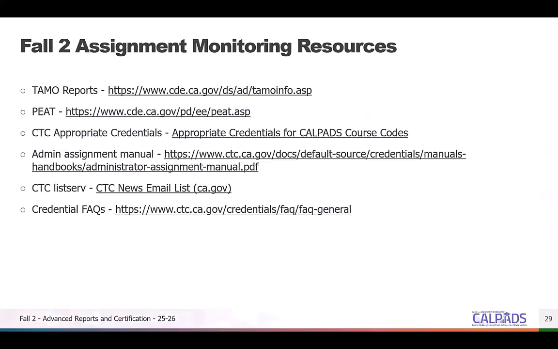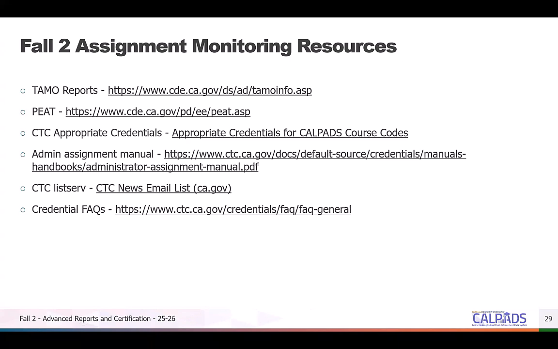Hopefully that helps. So those were some scenarios, and this slide provides some resources for your Fall-2 assignment monitoring. There are some reports, the PAMO reports, link in there on the top, and there are links related to CTE appropriate credentials, as well as the admin assignment manual. There is a listserv also that you can subscribe to related to CTC, and a very good FAQ page related to credentials, which is this last link here.